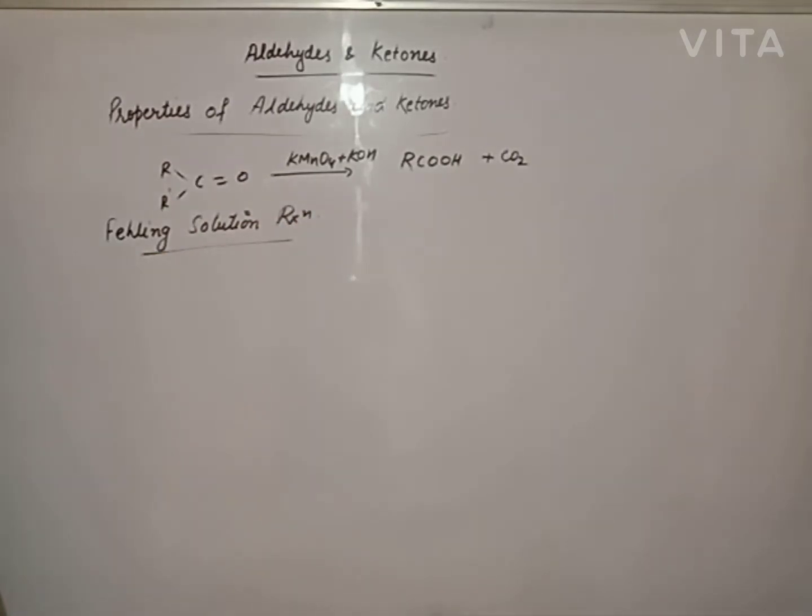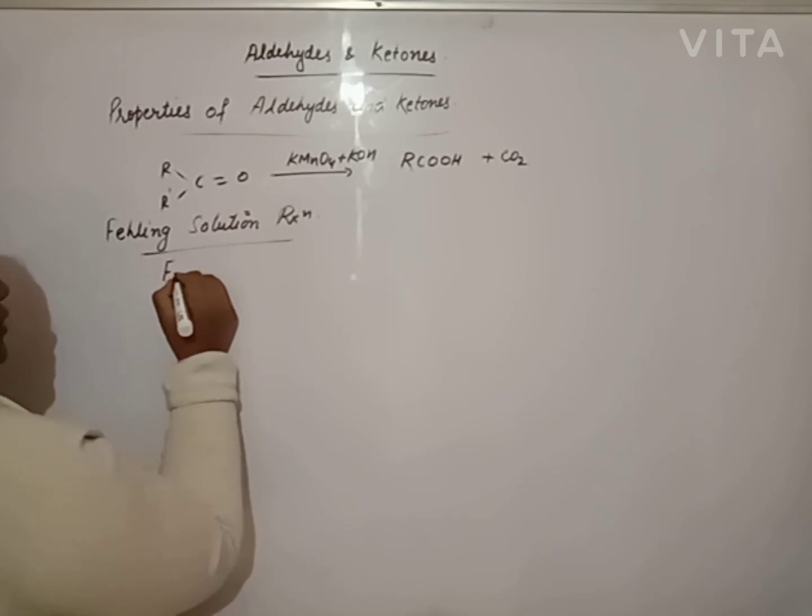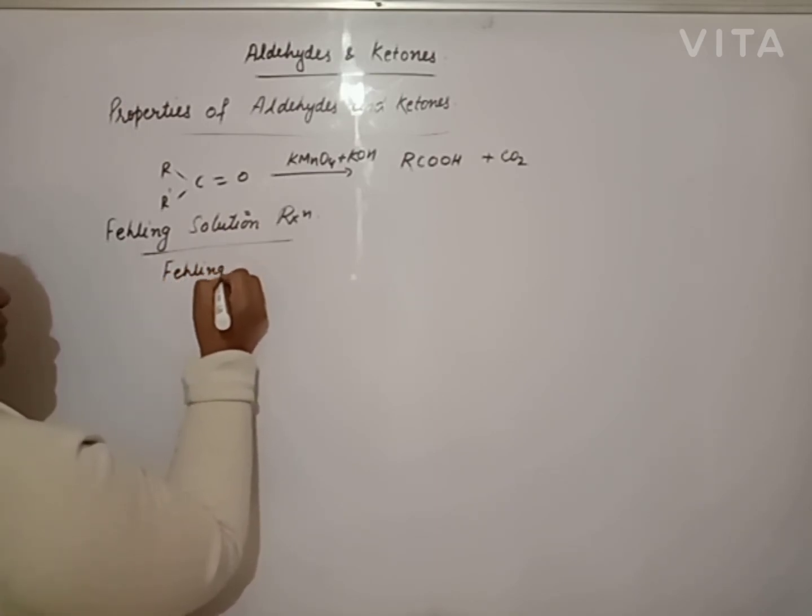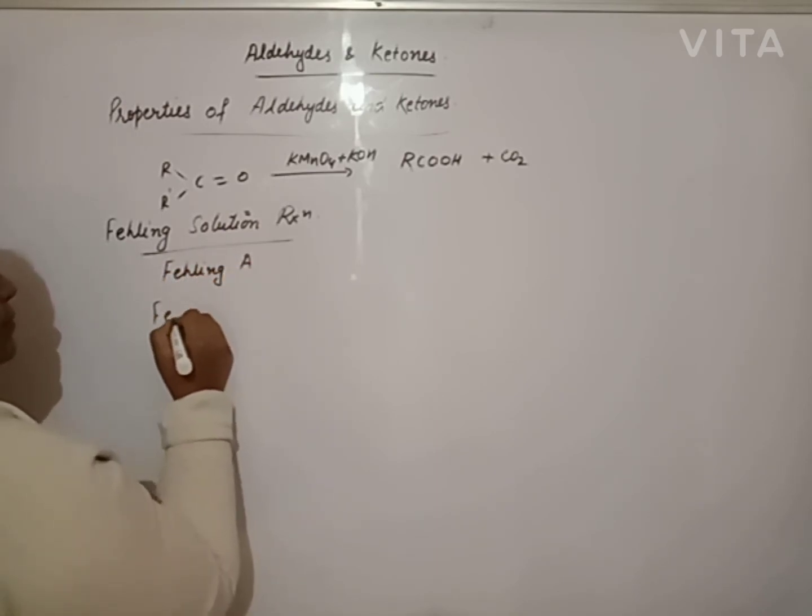Beta, this test is also used to distinguish the aldehyde and ketone. Aldehyde gives red color with Fehling solution, but ketone does not. If red color is formed, you can say this test tube contains aldehyde. If colorless solution or any other color, that may contain ketone or may not be. In this case, beta, we have two Fehling solutions, Fehling A and Fehling B.